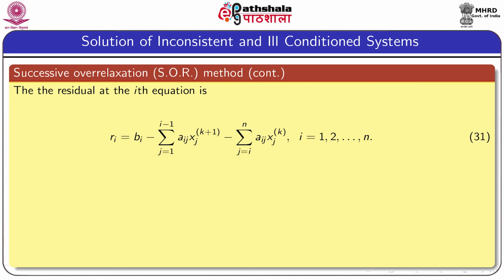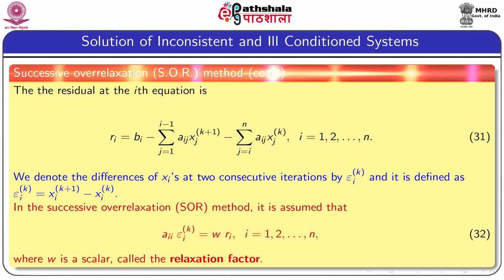The residual at the ith equation is Ri equal to bi minus summation over j equal to 1 to i minus 1, aij xj k plus 1, minus summation over j equal to i to n, aij xj k. This is true for all i equal to 1 to n. So this is the residual for the ith equation.